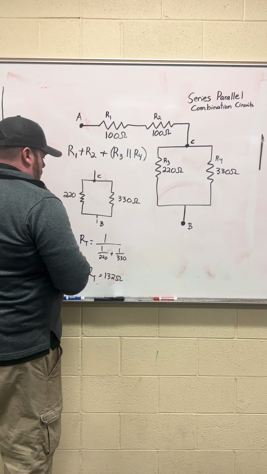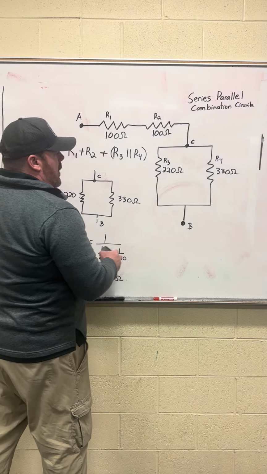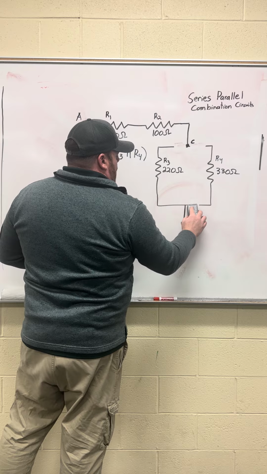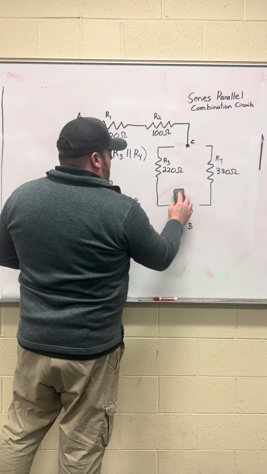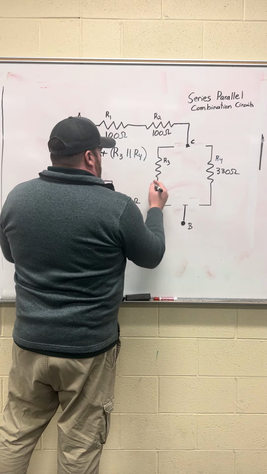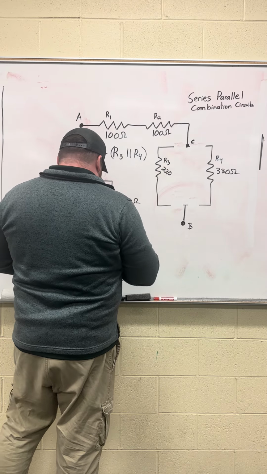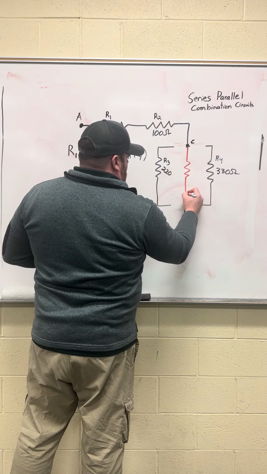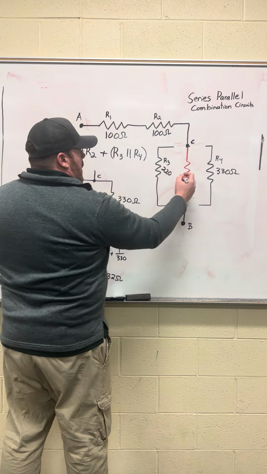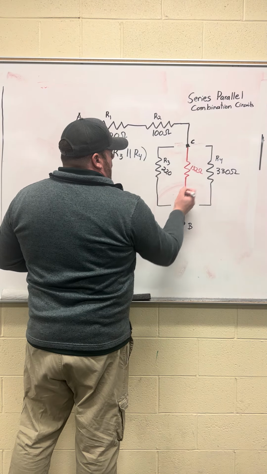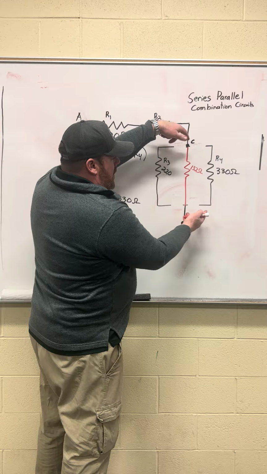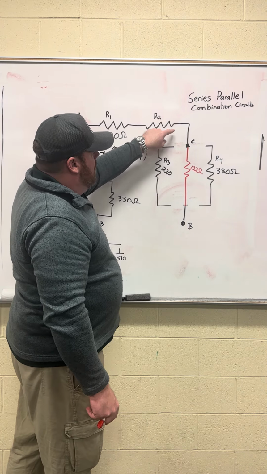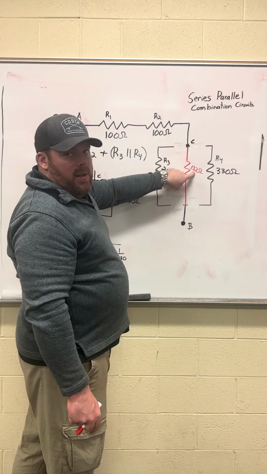Effectively, we can treat it as if this had a single resistor with a value of 132 ohms. I'll erase them so you can still see the numbers. We found the equivalent resistance of these two branches, and now we have 100, 100 in series with 132.